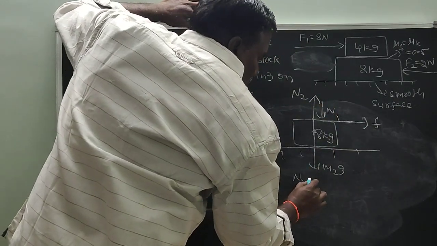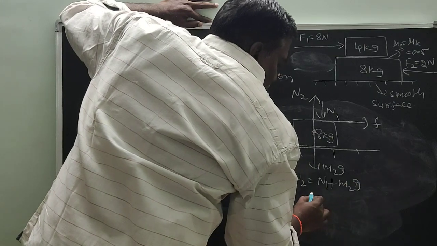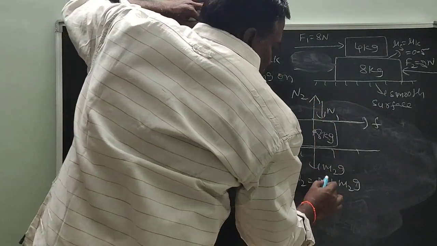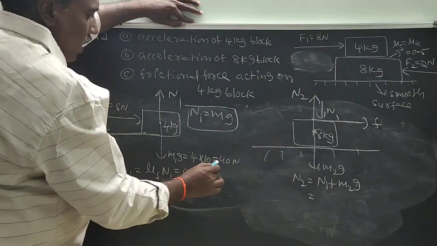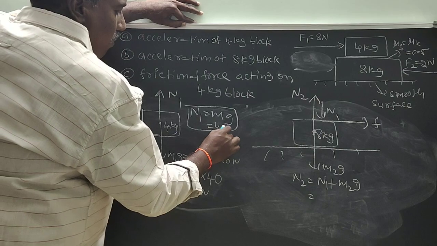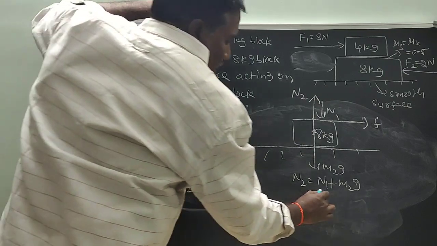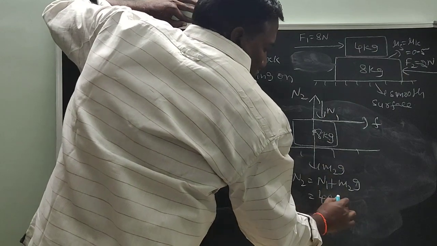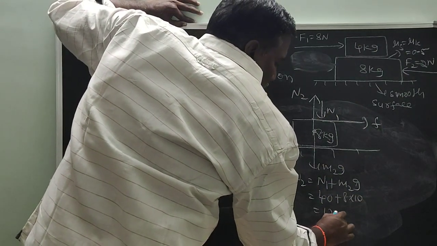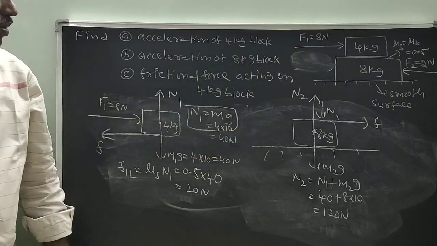N2 is equal to N1 plus M2G. What is N1? N1 is equal to mg, that is equal to 4 into 10, that is equal to 40 Newton, plus M2 8 into G 10. This is equal to 120 Newton. N2 is equal to 120 Newton.